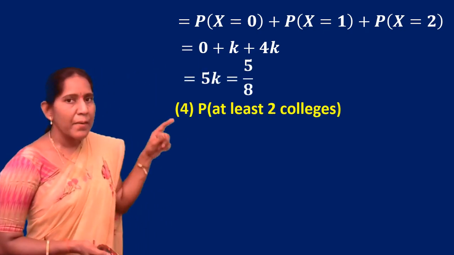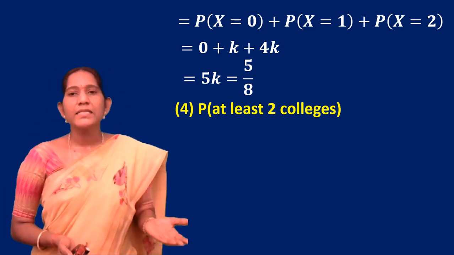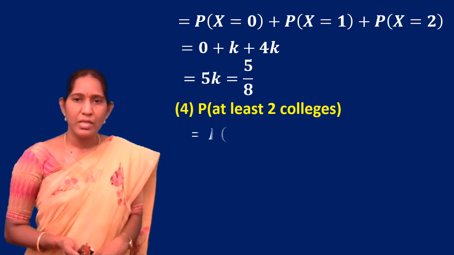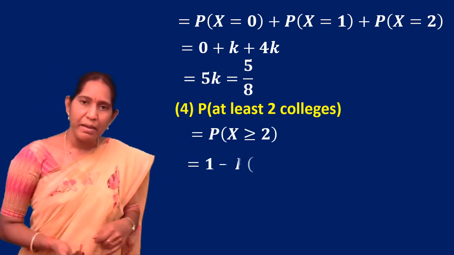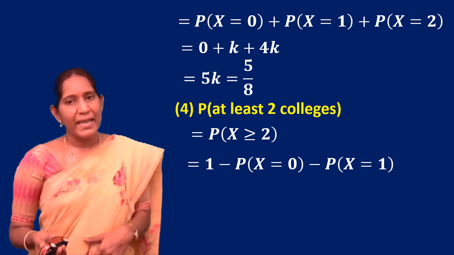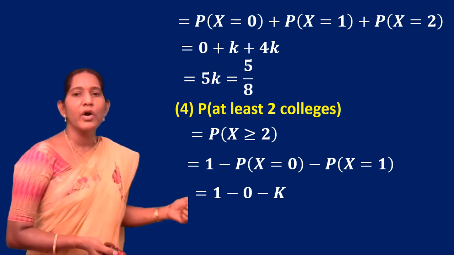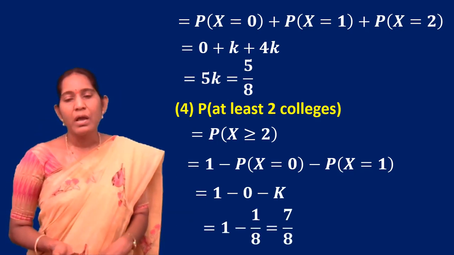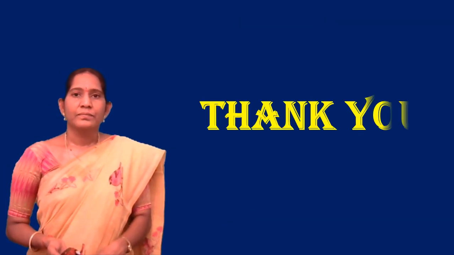And the next one is the probability of getting admission in at least 2 colleges. At least means the minimum value is 2, denoted by P of x greater than or equal to 2. It is nothing but 1 minus P of x equal to 0 minus P of x equal to 1. That is 1 minus 0 minus k, that is equal to 1 minus 1 by 8. That is 7 by 8. Thank you.